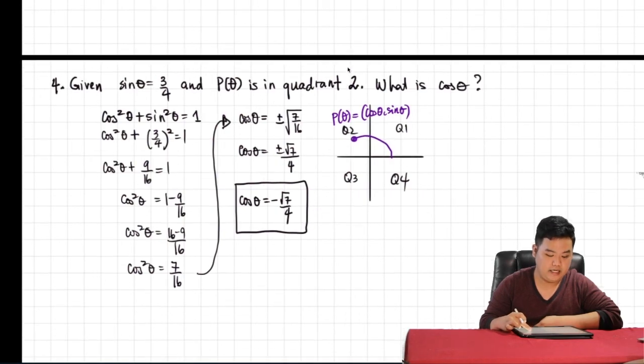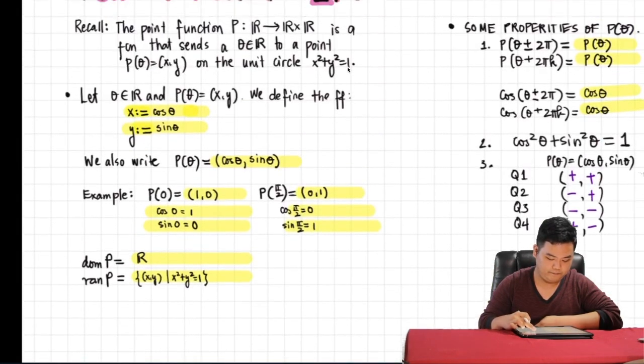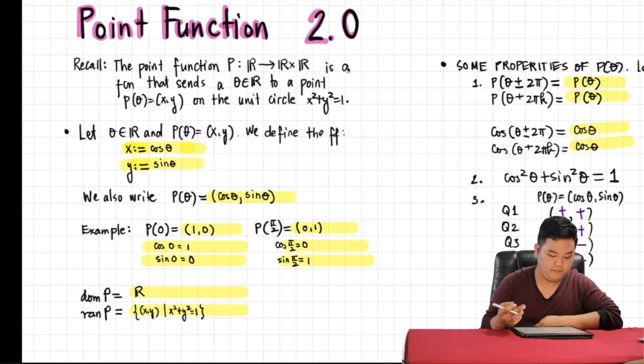And let's have a short recap nung ginawa natin today. So, yung point function na may coordinates na x and y, yung x doon tinatawag natin cosine of theta, yung y we call it sine of theta. And we also write P of theta as cosine theta, sine of theta. And the domain of the point function is the set of real numbers. The range of the point function is the set of points x, y, such that x squared plus y squared equal to 1.